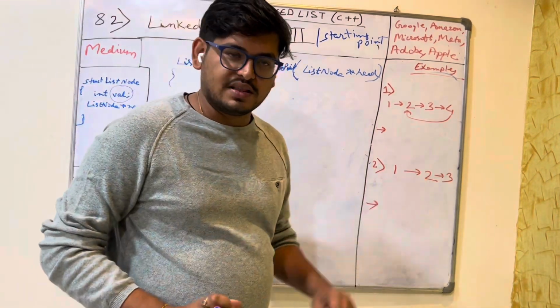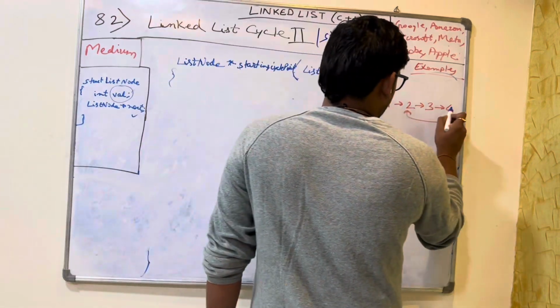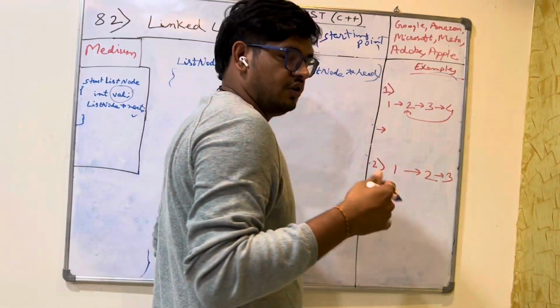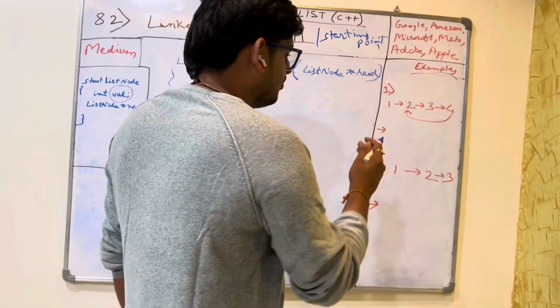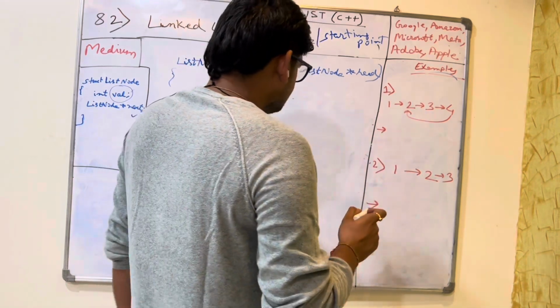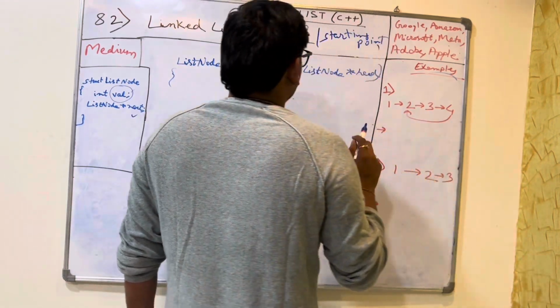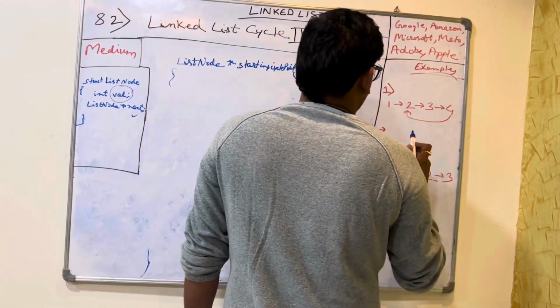Okay, so let's look at the example. So 1, 2, 3, 4 and 2. Okay, so we know the tortoise and hare algorithm, we need to find the cycle in the linked list in order 1 space and order n time complexity.